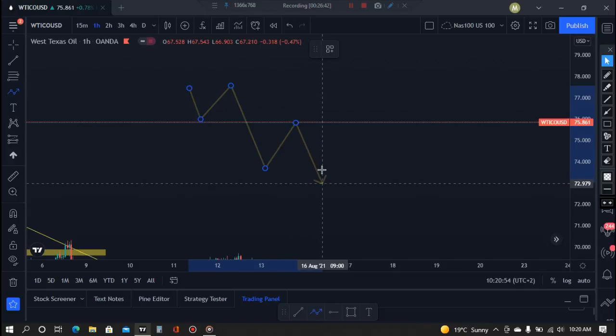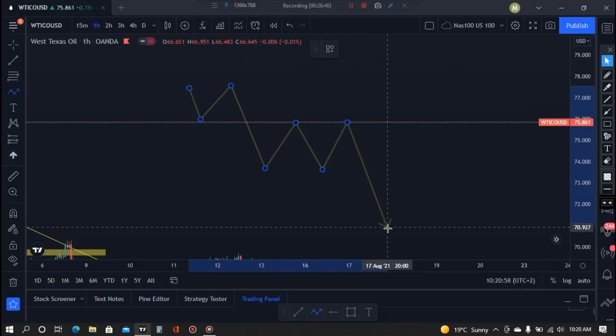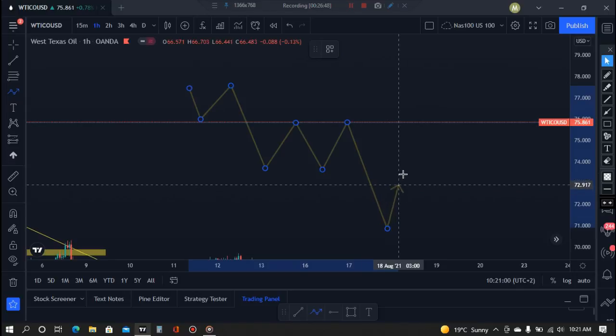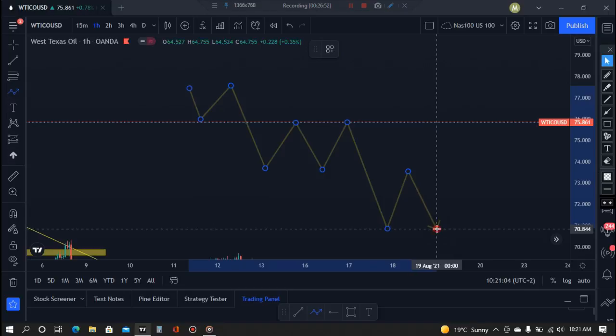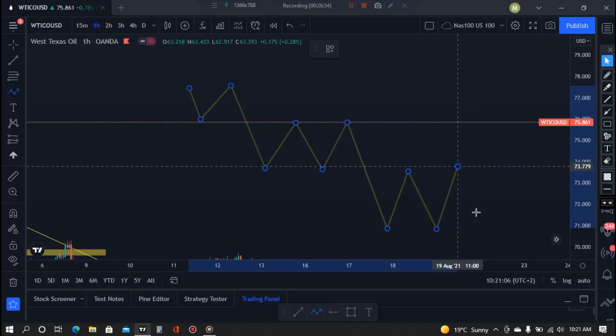Sometimes, guys, you should have this in your brain before you see the charts, because mostly you can predict the market like this. The market will keep going lower.